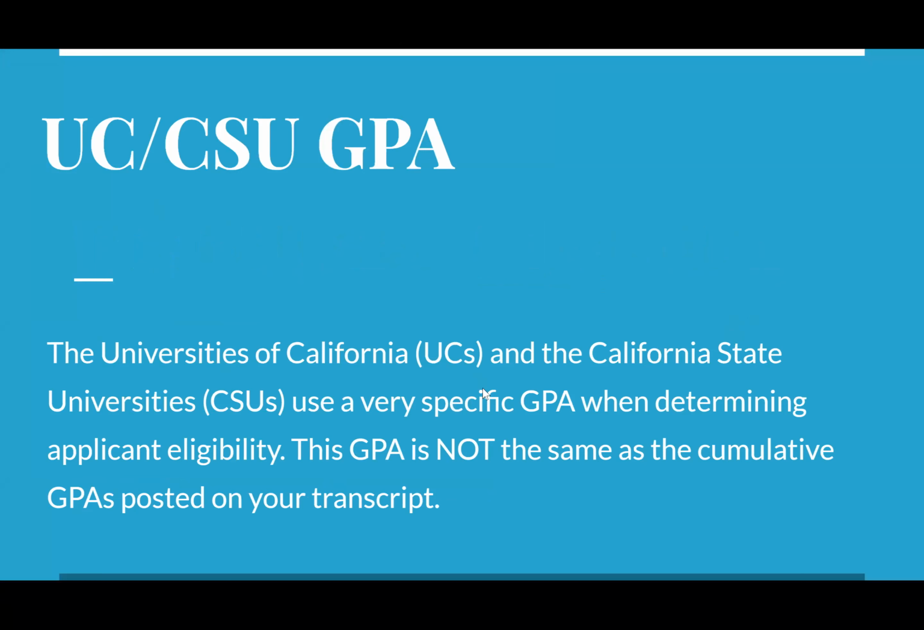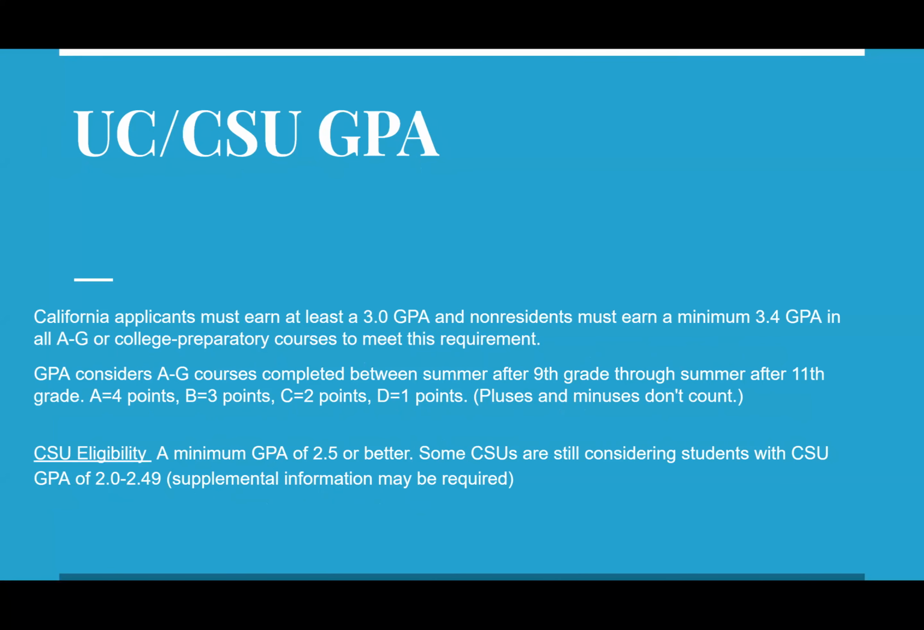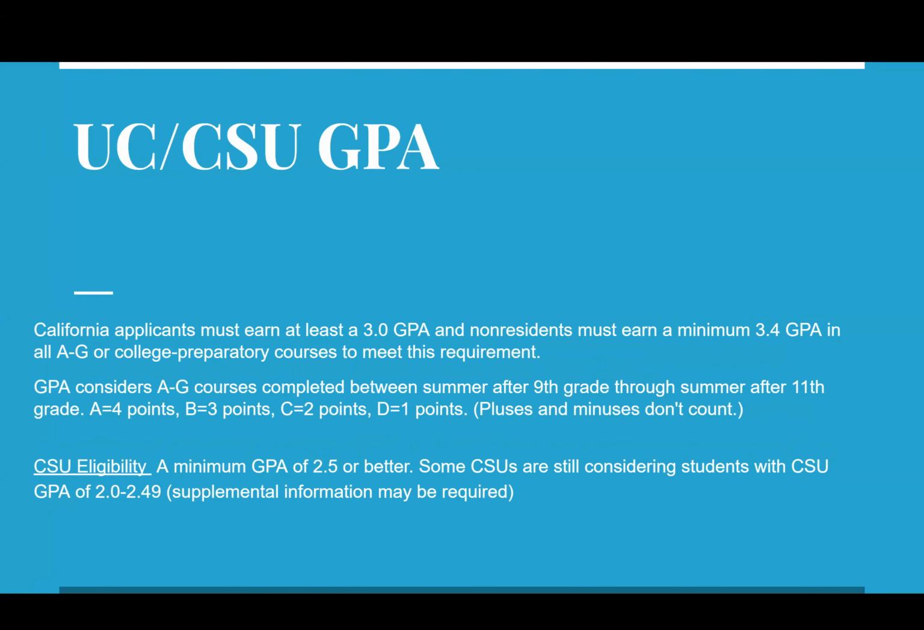The universities of California and the California State Universities use a very specific GPA when determining applicant eligibility. This GPA is not the same as the cumulative GPA posted on the student's transcript. California applicants must earn at least a 3.0 GPA, and non-residents must earn a minimum 3.4 GPA, and all A through G are college prep courses to meet this requirement.